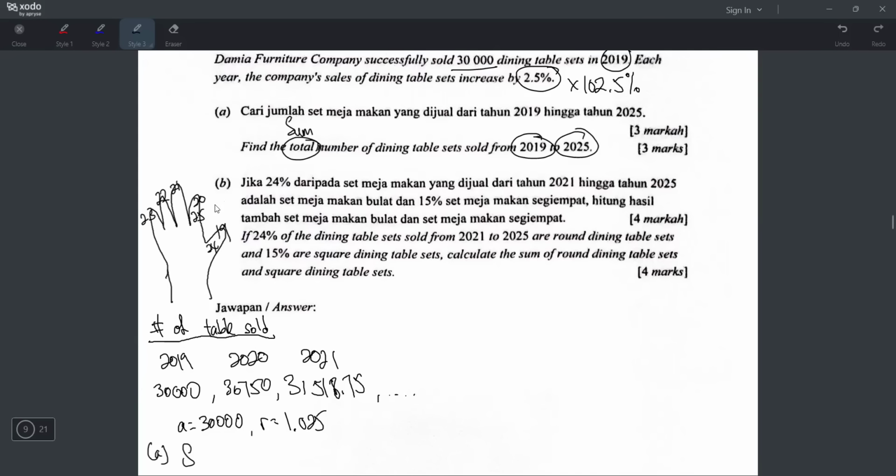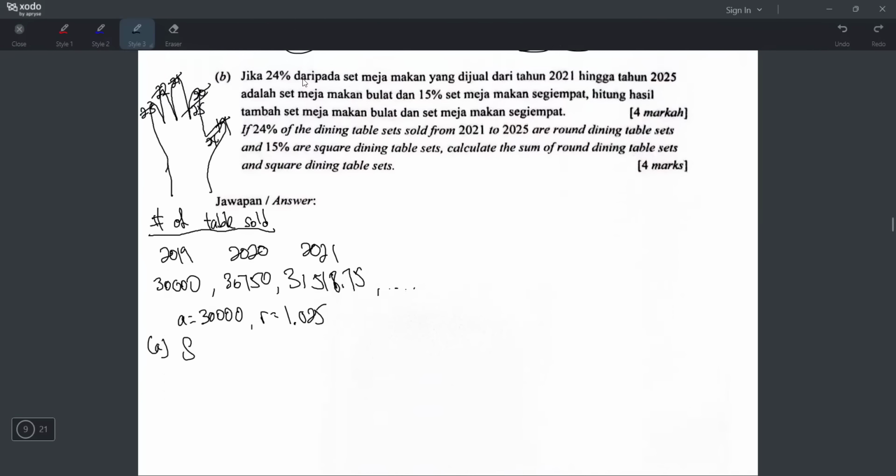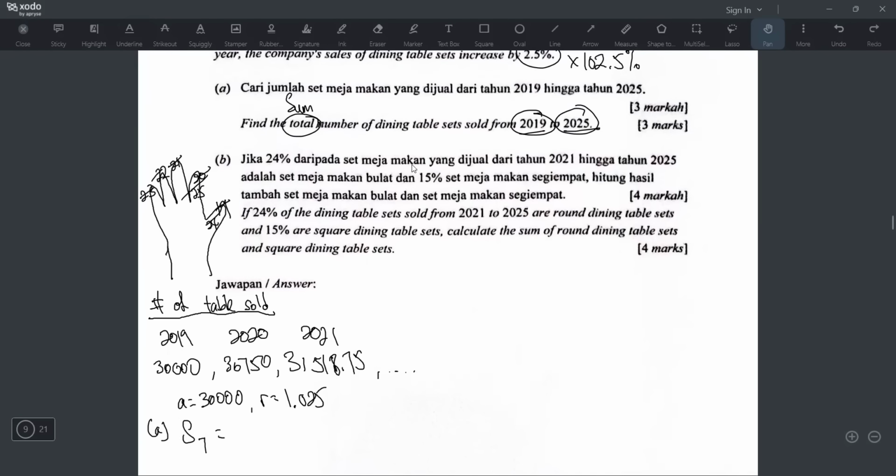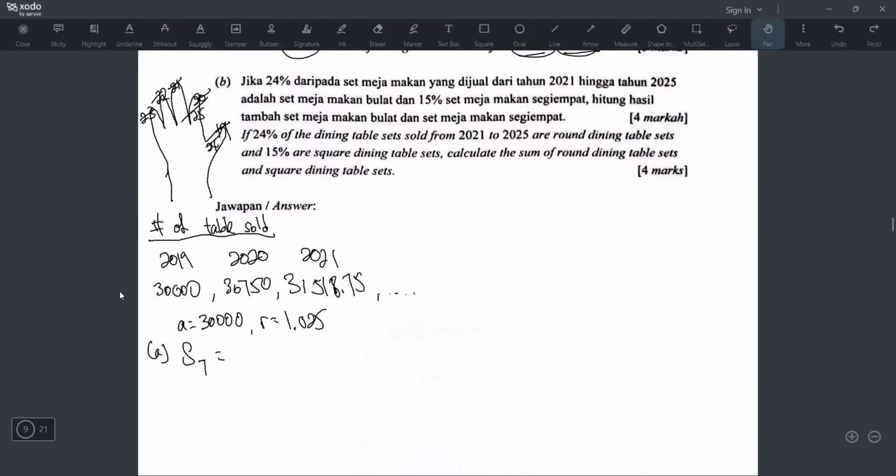And as you can see, they want 2019 to 2025. So as you can see, it's 7 lah. 1, 2, 3, 4, 5, 6, 7. You use your hand to count. It means you are finding the total sales for the first 7 years. So S7. And why S is because total number of dining tables sold from 2019 to 2025 means the total accumulated for the first 7 years. That's why you have to sum it up. You have to total sum hasil tambah. If you find T7, you're only finding the 2025 punya sales. They want the from 2019 to 2025 punya total number. That is why it's S7.